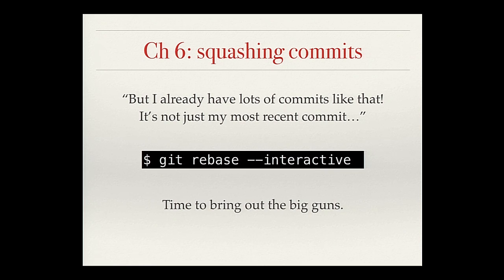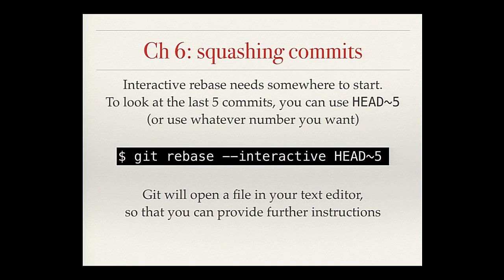You also can do this with situations where you have a bunch of these commits back in history. It doesn't have to be the latest one. But for this, we're going to use interactive rebase. So for this, you need some place to start. So in this case, we're going to look at the last 5 commits, and we're going to use HEAD~5, which is exactly the same thing as doing HEAD~~~~~. It's just shorter.